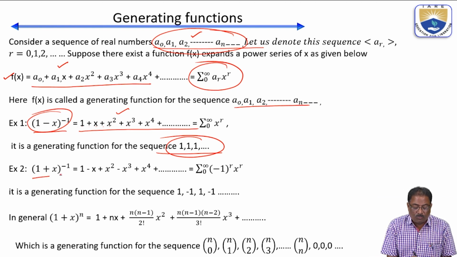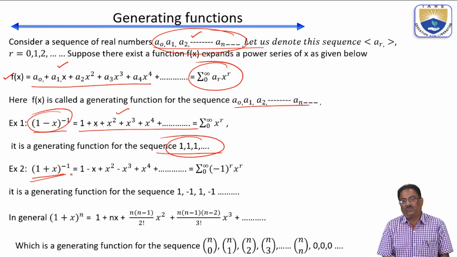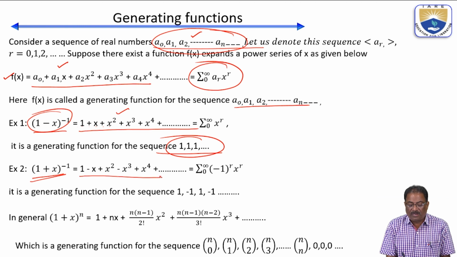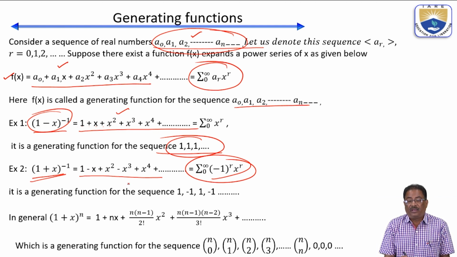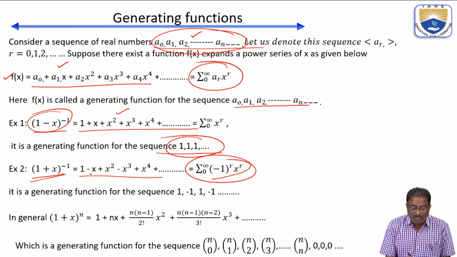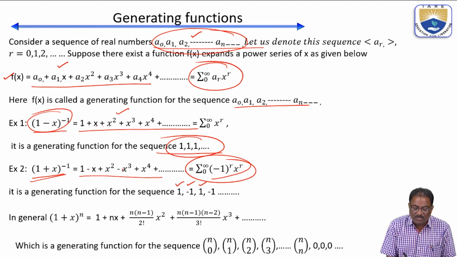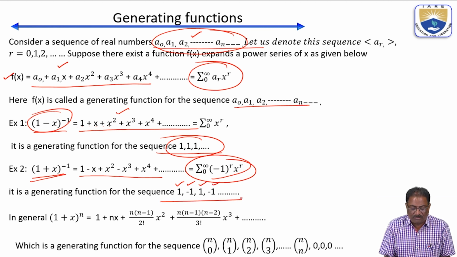Suppose I take 1 plus x whole to the power of minus 1, which is nothing but 1 minus x plus x square and so on. Then we represent it like this. So this is known as a generating function for the sequence 1, where the next coefficient is minus 1, the next is plus 1, and the next is minus 1.